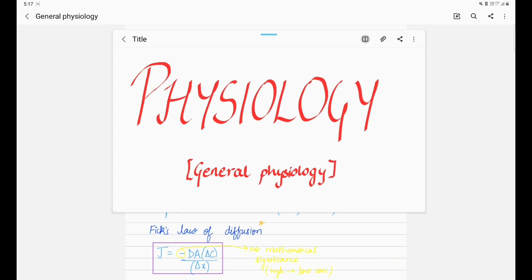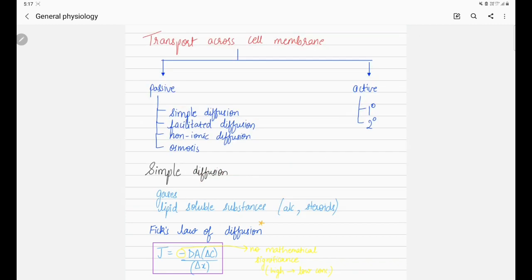In this video, we are going to see a general physiology topic, that is transport across the cell membrane. Now, this transport is divided into two parts, two divisions: passive and active. Passive does not require energy and active requires energy. Passive is further divided as simple diffusion, facilitated diffusion, non-ionic diffusion and osmosis, whereas active is primary and secondary.